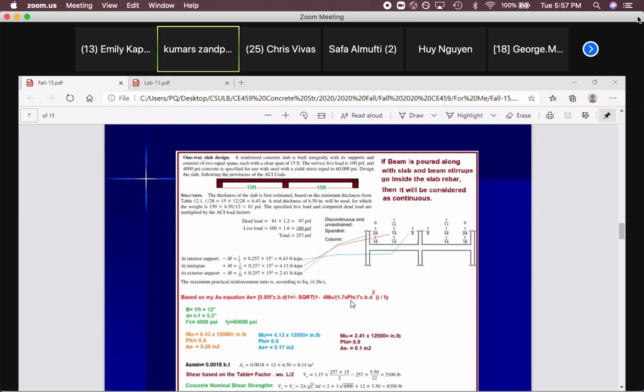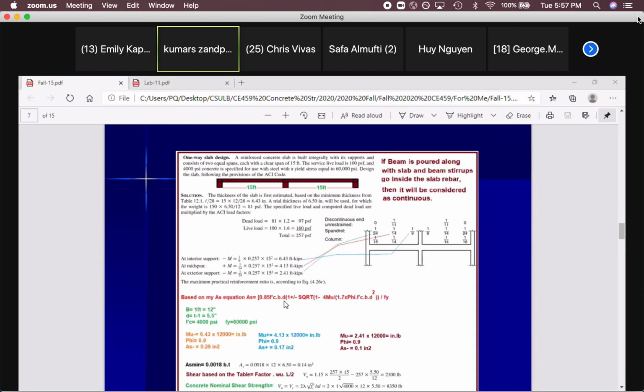Hopefully you can remember this long equation. So plug in all the numbers. What's the B? 12 inches. D, we consider T minus 1, 5.5. Prime C, Fy, moments or feet cubes must be pound and inch, so times 12, times 1,000, convert to it. And we assume that your phi is 0.9, yeah, for a slab, 0.9 phi.